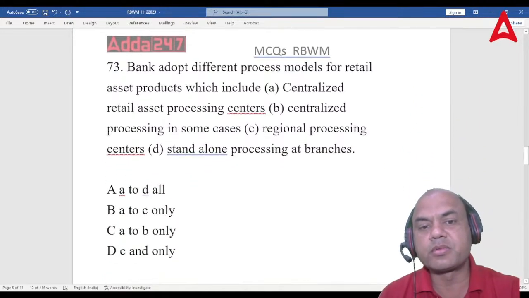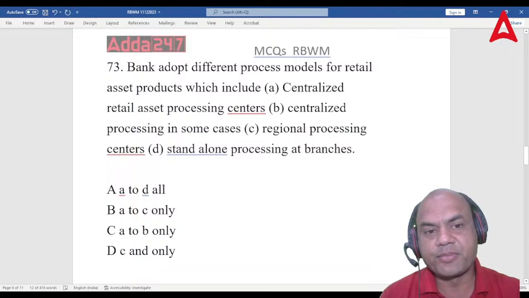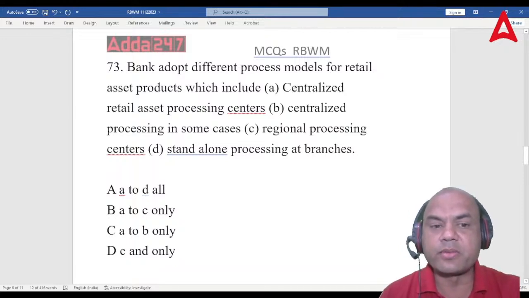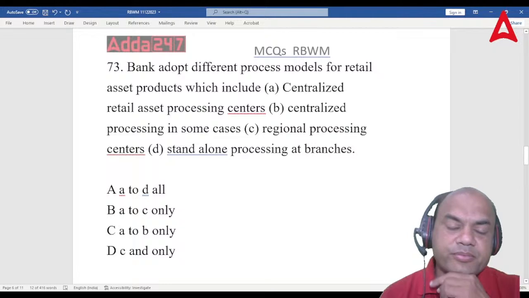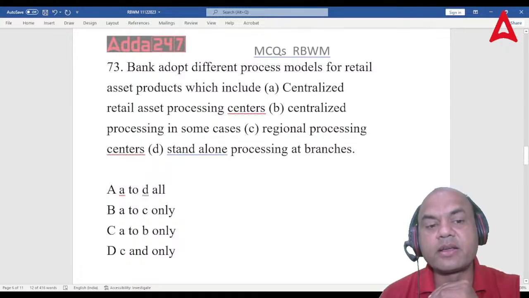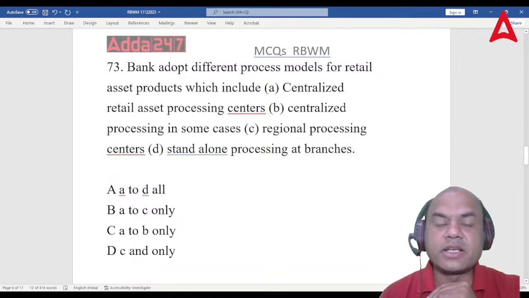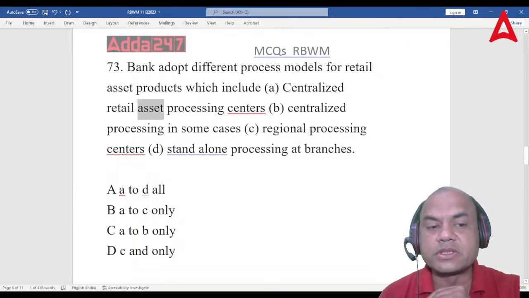Banks adopt different process models for retail asset products, which include centralized retail asset processing centers, centralized processing in some cases, regional processing centers, and standalone processing at branches. So banks adopt different process models. Now you'll see what is the difference between A and B. In A we are only focusing on asset, loan. But here we are focusing on loan as well as deposits, assets and liabilities both.